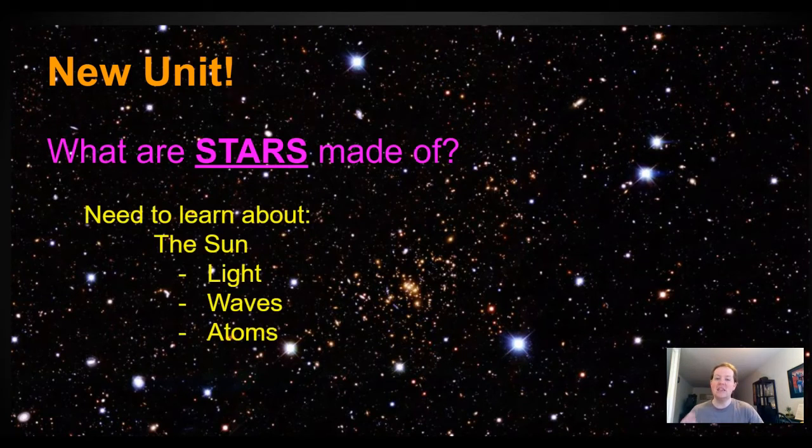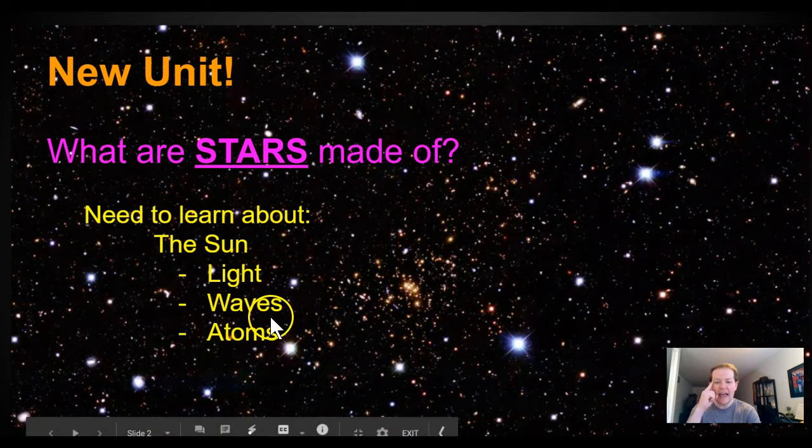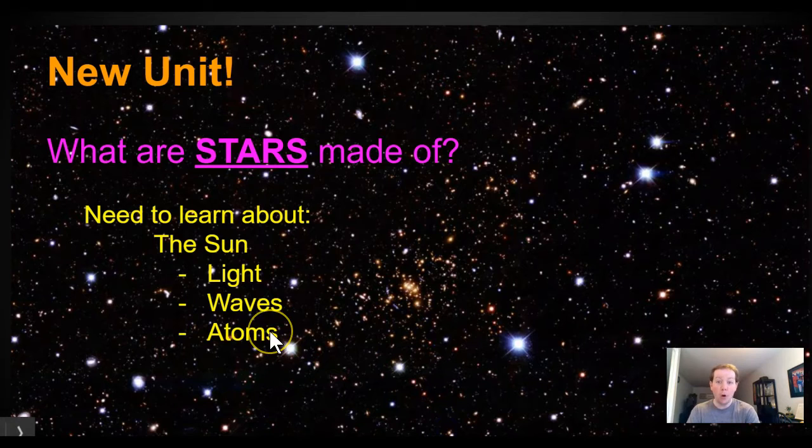Remember, we are in a unit where we want to learn about stars, like our sun. The sun is a type of star, the same type of object. We're trying to learn about the sun and stars, and to do that, we need to learn about light, which is a type of wave. So we're learning about waves, then we're going to learn about light, and then we'll see again how atoms are related to both light and the sun.